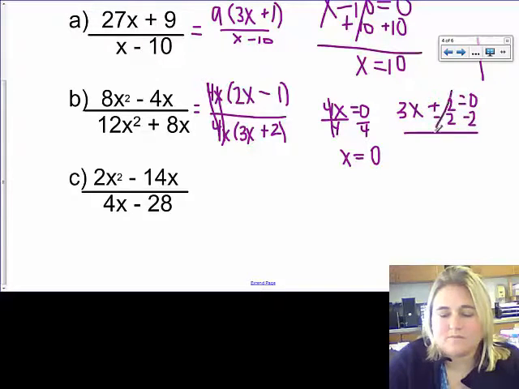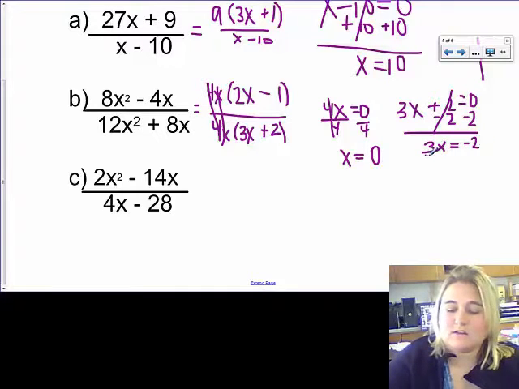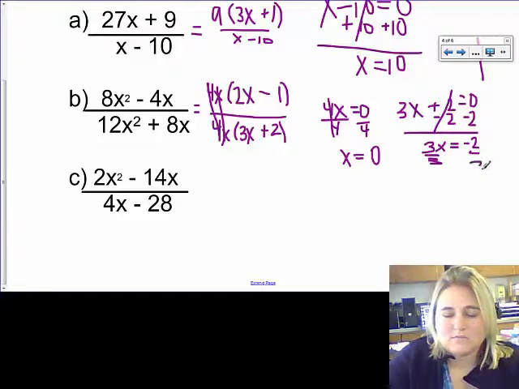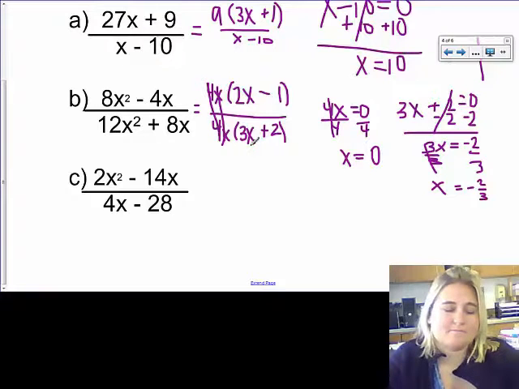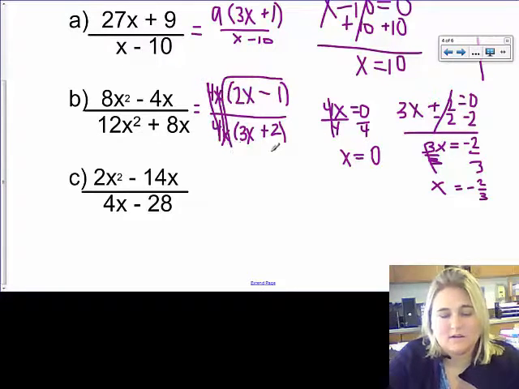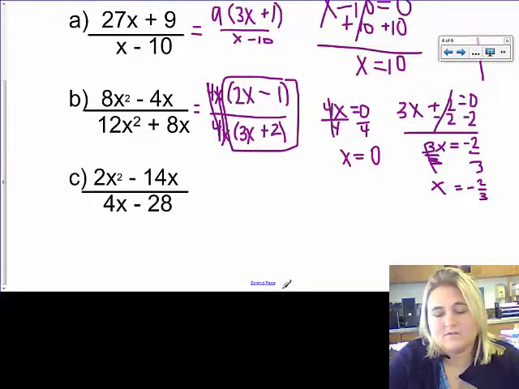And this part cancels. So I have 3x equals negative 2. And to get x by itself, I need to divide by 3 on both sides. So I have that x is also, or that the expression is also undefined at x equals negative 2/3. Okay? Both of this part right here and each of these are part of your answer.